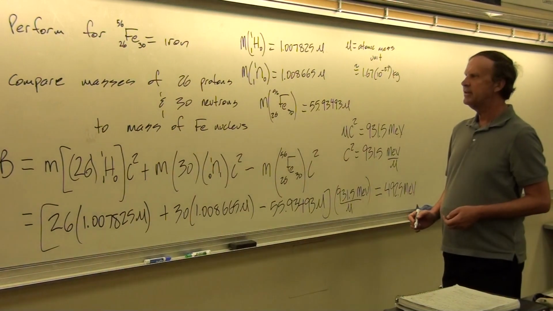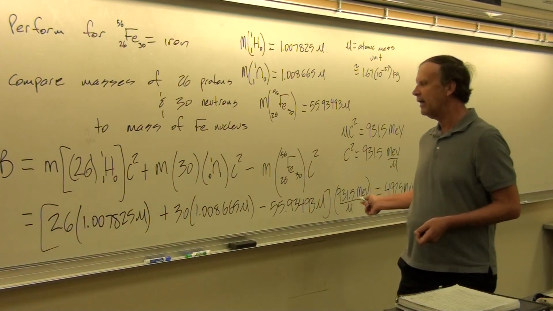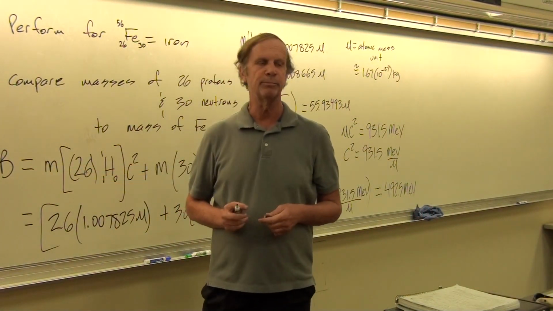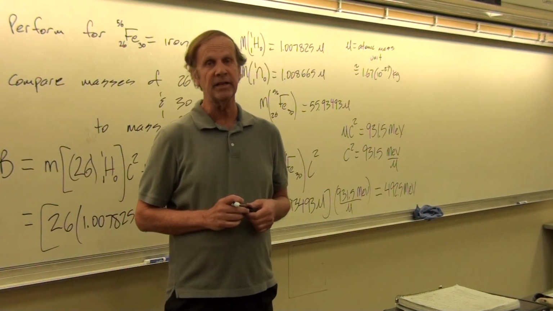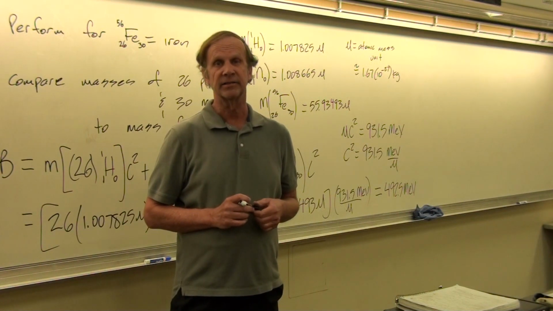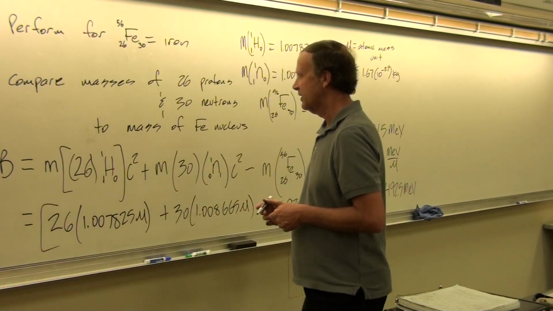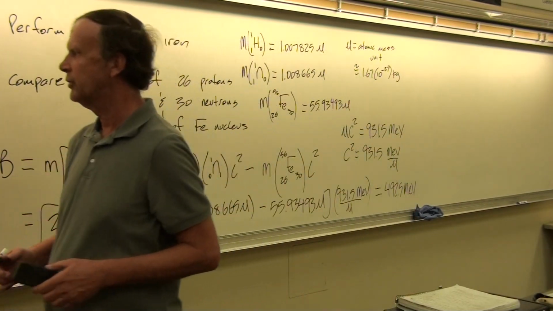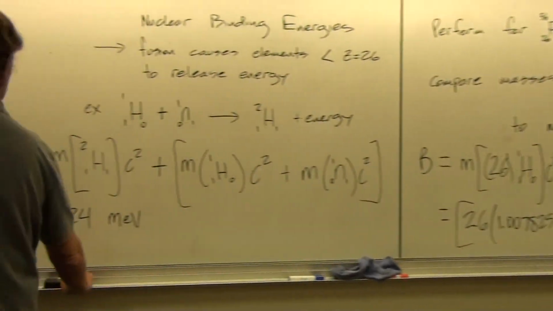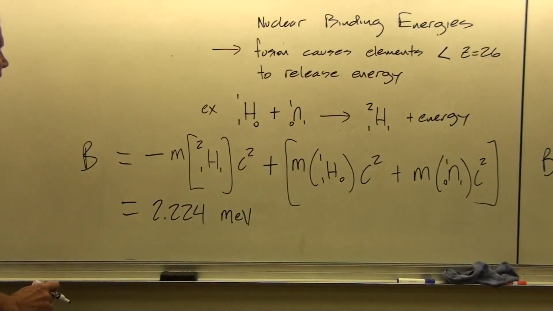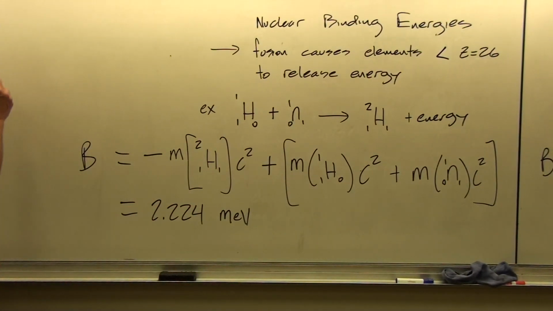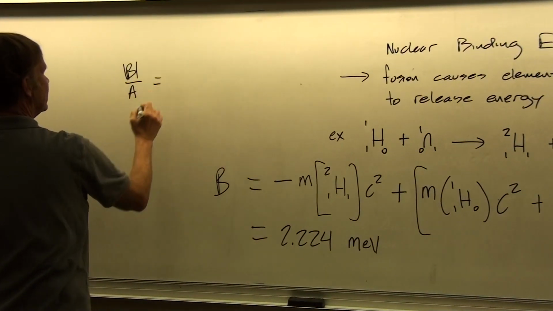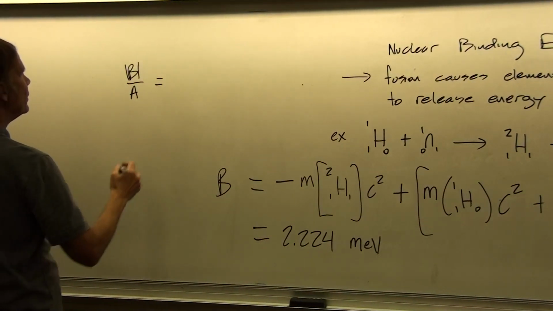So this is then the most stable element on the periodic table. But that's the same thing as saying that its binding energy per nucleon number is the highest. Okay? And so how would we calculate that? Let's go over to this board, and let's calculate the binding energy per nucleon for heavy hydrogen. So what is this? This is the binding energy per nucleon.